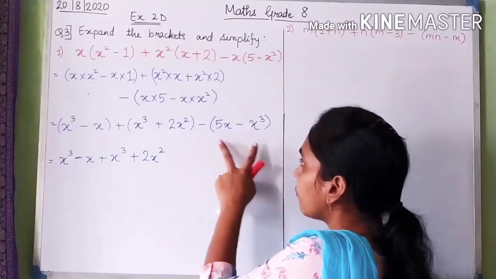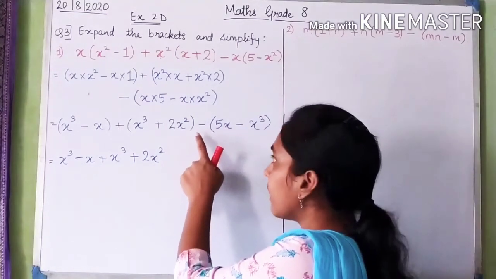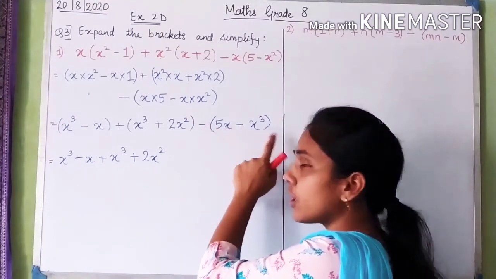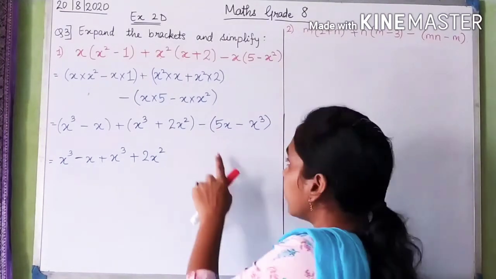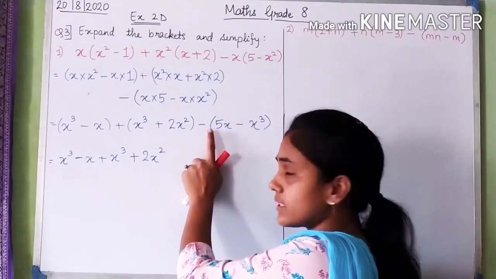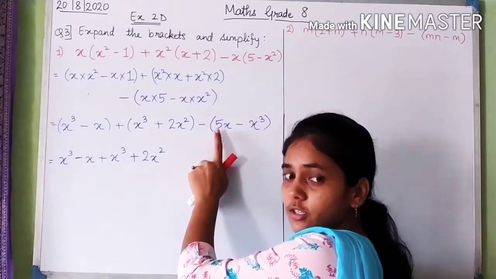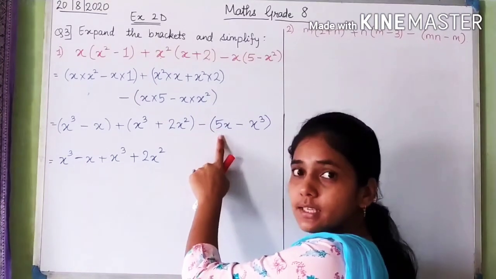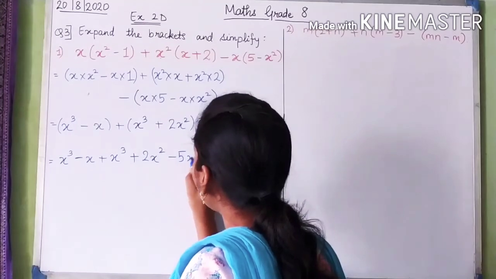Okay. Now for the third bracket, there is a negative sign outside. So I have to multiply this negative sign to each term inside. So minus into 5x: the sign outside is minus, and the sign of 5x is positive. So minus into plus is minus. So I write minus 5x.